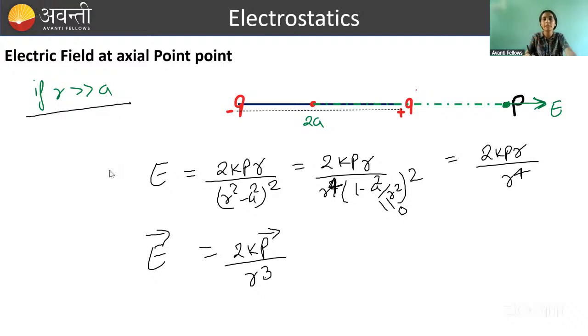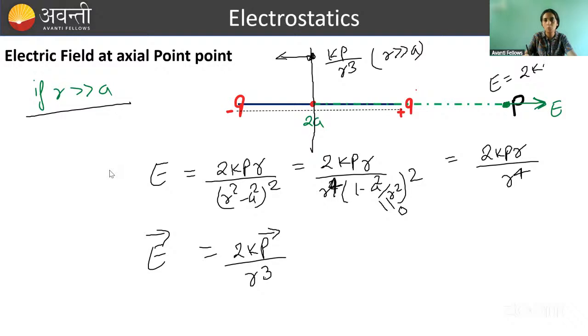Okay, what is the summary? Summary is that if you have to calculate electric field at an equatorial point, it is opposite to the direction of dipole and its value is Kp by R cube if R is far greater than A, and at an, sorry, this is at an equatorial point. At an axial point, electric field is equal to 2Kp, that is double of that at equatorial, by R cube if R is far greater than A. And direction wise you can see, at axial point it is in the direction of dipole, at an equatorial point it is opposite to the direction of dipole.